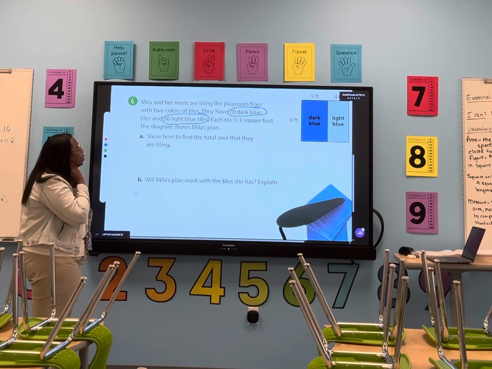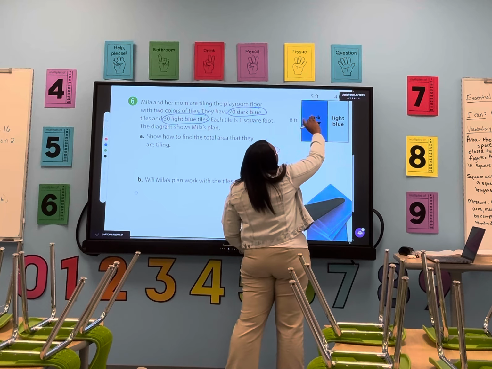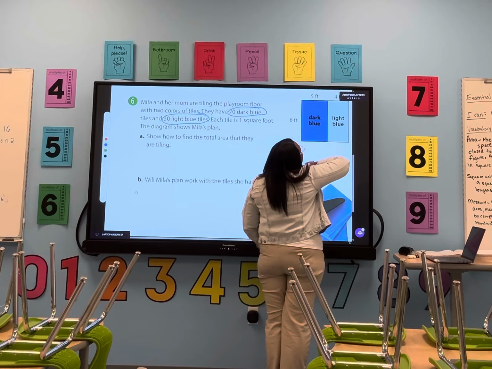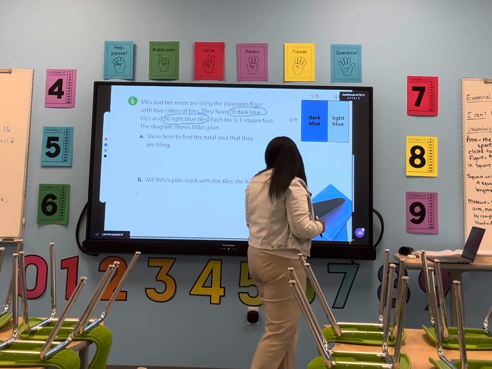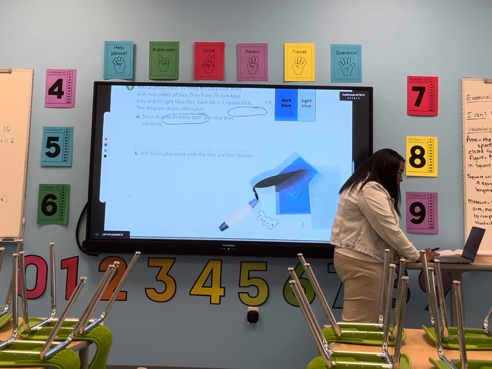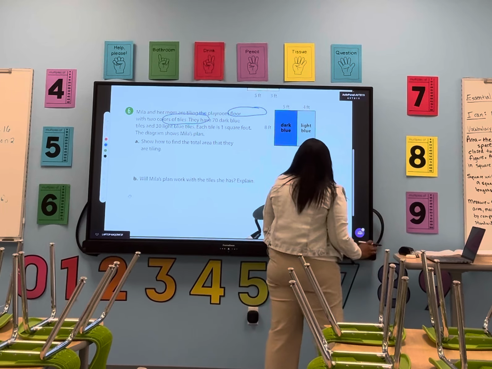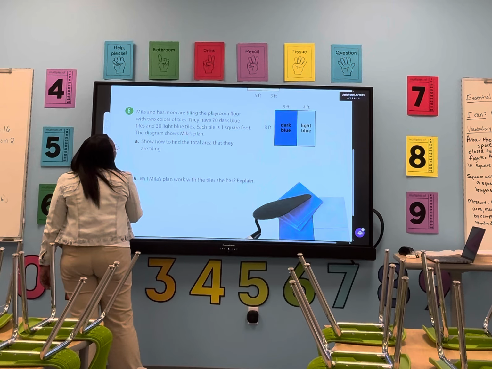So let's figure out this total area starting with... Before we do that, I noticed that the dark blue has a length and a width, but the light blue only has a length, and it's kind of blocked by my little screen thing. Let's see if I can shrink it down just a little bit for you to see it. Okay, there it goes. And I'm gonna have to take my circles off and recircle.